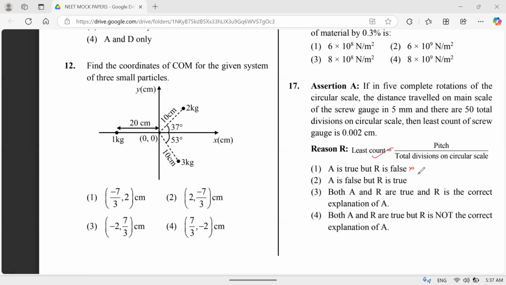Can you see? Pitch will be equal to how much? Pitch is the distance traveled on the main scale for the rotations, which is 5 mm over 5 rotations. So that will be 1 millimeter per rotation. So least count will be equal to pitch divided by number of divisions, that is 1 by 50. 1 by 50 is 0.02 mm. So obviously the assertion is also correct. So both A and R are true, and R is the correct explanation of A.